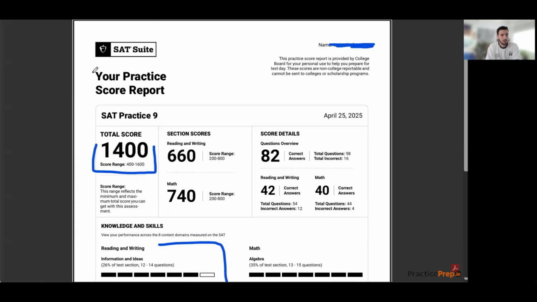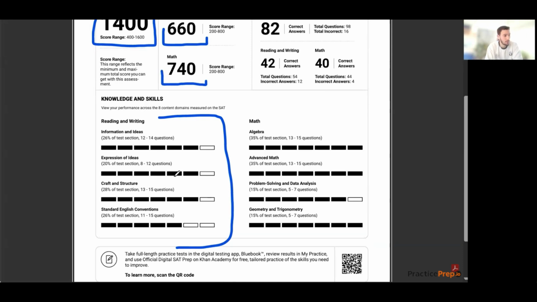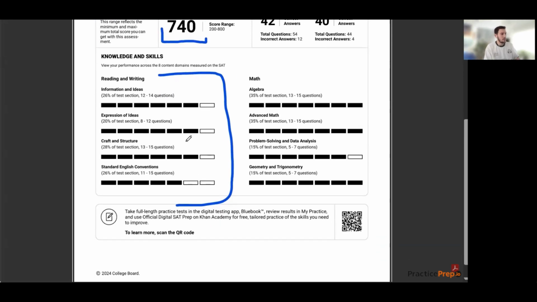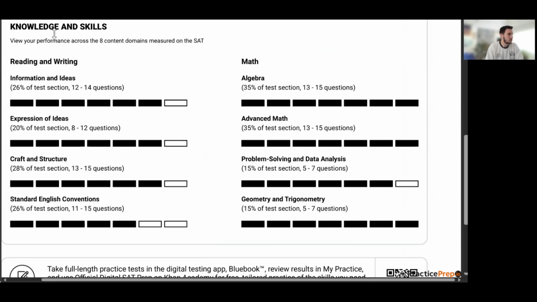This is a practice score report from a student of mine, whose name I had to hide here. And this score, 1,400, is made up of 660 on the reading and writing section and 740 in the math section. I should note that this is an international student, so English is her third language. As you can see here, there are 4 skills specified in the reading and writing, the verbal section. The first skill is information and ideas.